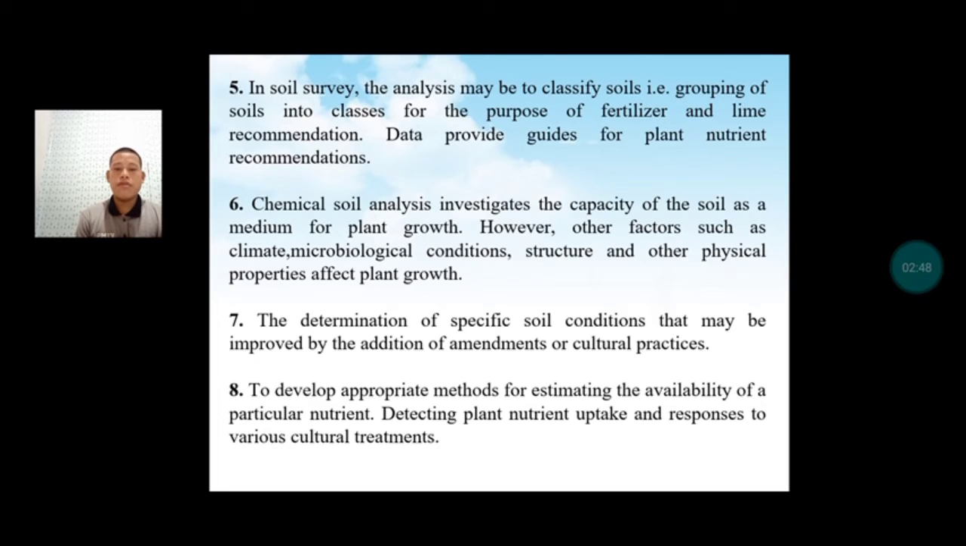To know how to improve the quality of soil using amendments or cultural practices to improve soil texture or fertility. And lastly, to know the appropriate methods for estimating the availability of particular nutrients in the soil for plants and to detect the plant's nutrient uptake and responses to various cultural treatments.